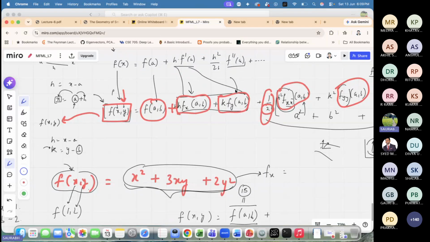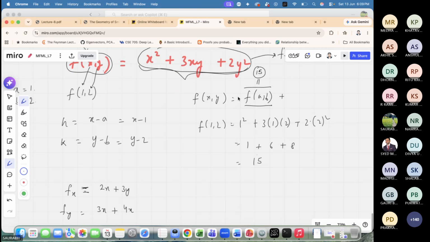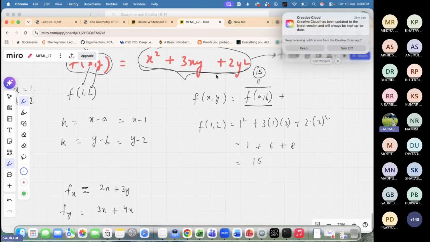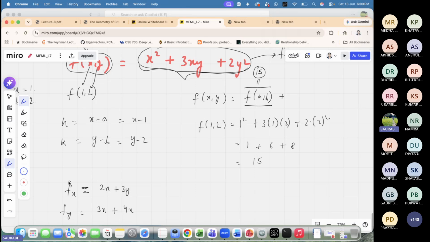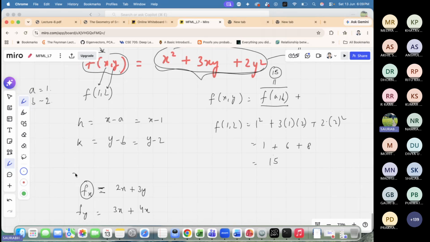Sir, these fx and fy will be f dash x and f dash y. This is the way of writing it. When we write Taylor's series, fx is basically the first order derivative of function f with respect to x. We write it like this. Sir, fy equals 3x plus 4y.